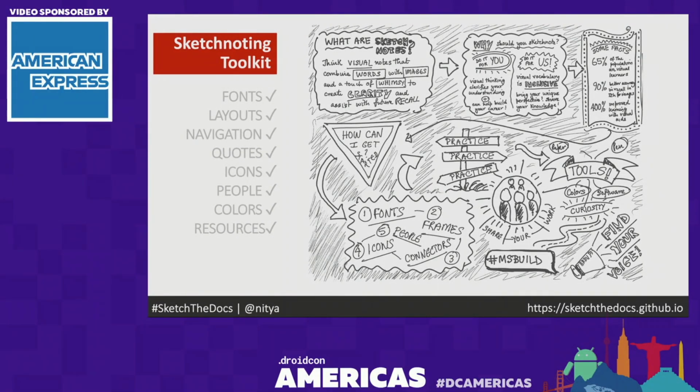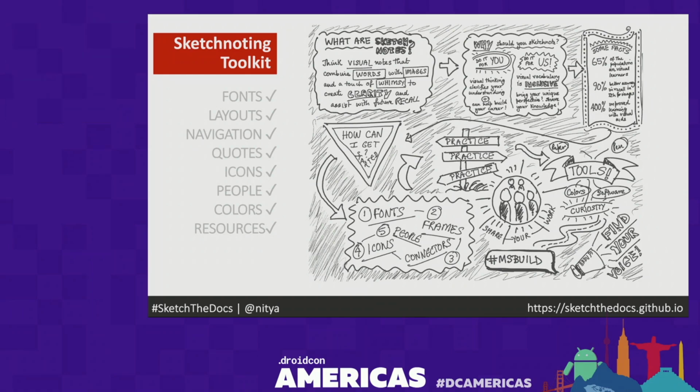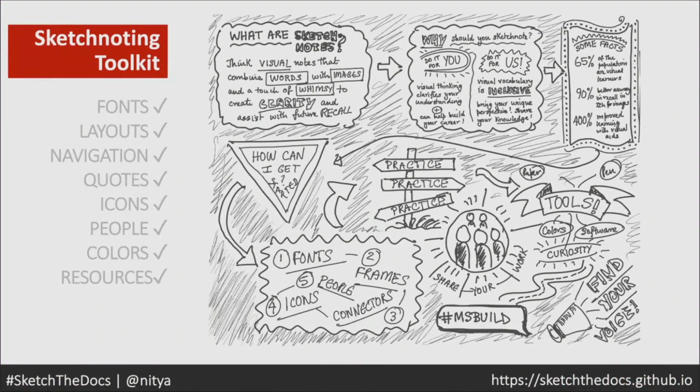You can see fonts are really about the typography, the size, the font types and sizes that you're seeing. Layouts is really about the containers and the flow. That's also part of the navigation part. Quotes are things like "find your voice" that immediately stand out to you. Icons, you can see stuff like the little people, that's an icon. Colors, this one is not colored, but you saw the previous zine was. And then resources. And we're going to go through each of these in just a bit.